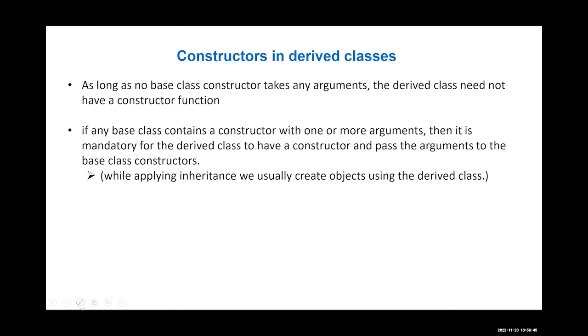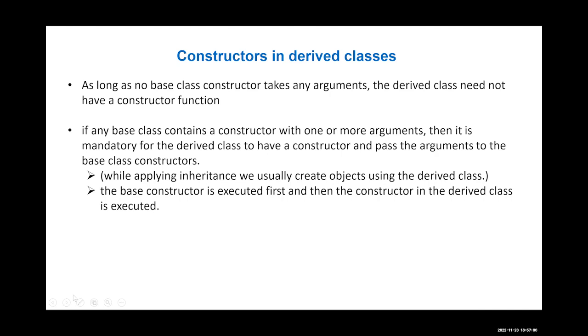So when do we do that? While applying inheritance, we usually create objects using the derived class. That is what I said. When applying inheritance, we usually create the object for the derived class and not for the base class, because the base class is an abstract class. The base constructor is executed first and then the constructor in the derived class is executed.